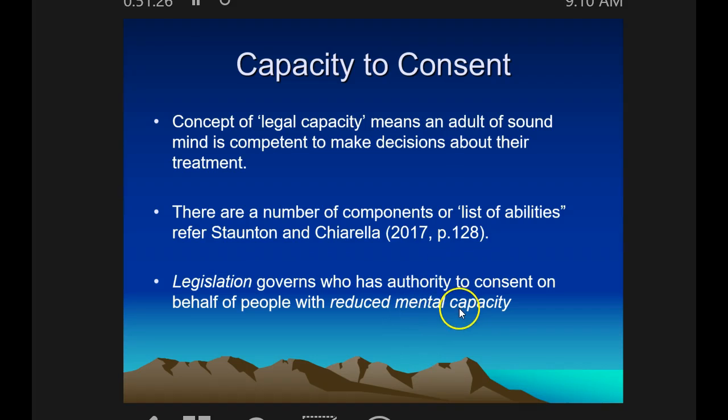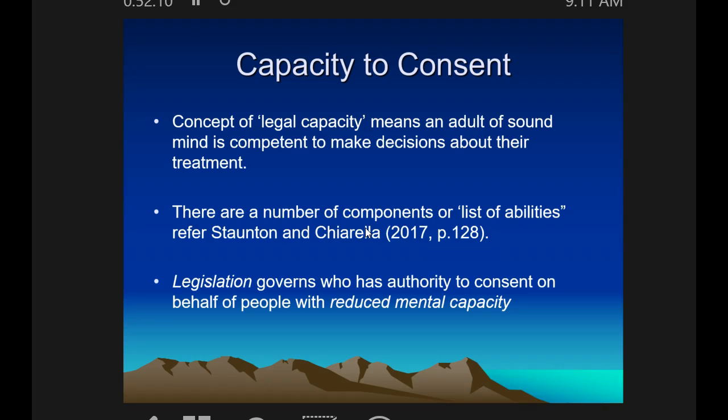Capacity to consent. This is a really, really complex area, guys. But it simply means the concept of legal capacity. Remember, this third element for a consent to be valid means an adult of sound mind is competent to make decisions about their treatment. There is a list of abilities in chapter 4, page 128 of your text. When capacity is being measured, it's someone's ability to recall relevant information, integrate the information, evaluate the benefits and risks, communicate the choice to others, and so on.